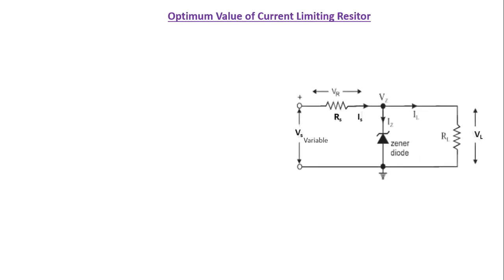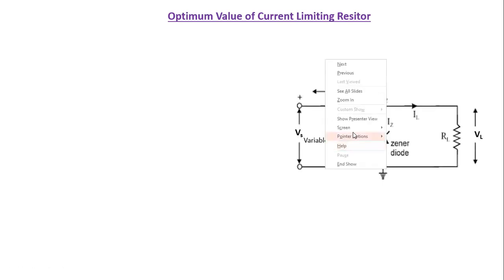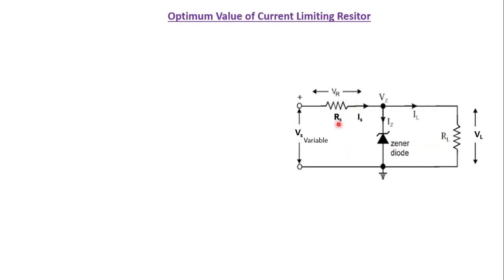Okay, so now this is the familiar circuit where the zener diode acts as a voltage regulator, and this is the current limiting resistor we are talking about, that is Rs. Iz is the current flowing through the zener diode, and the output voltage VL, across a load or an appliance, should always be constant, however Vs varies.